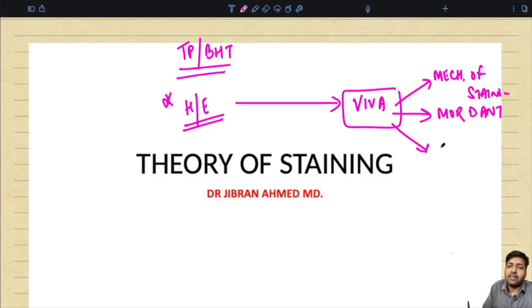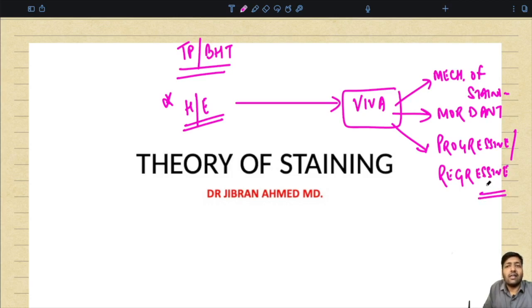Again, the examiner asked him, what is the meaning of progressive and regressive staining? Again, the student could not answer these questions. Instead, he started telling the steps of hematoxylin eosin staining. So the examiner was not very happy with the student. Ultimately the student passed, but he could not score very well.